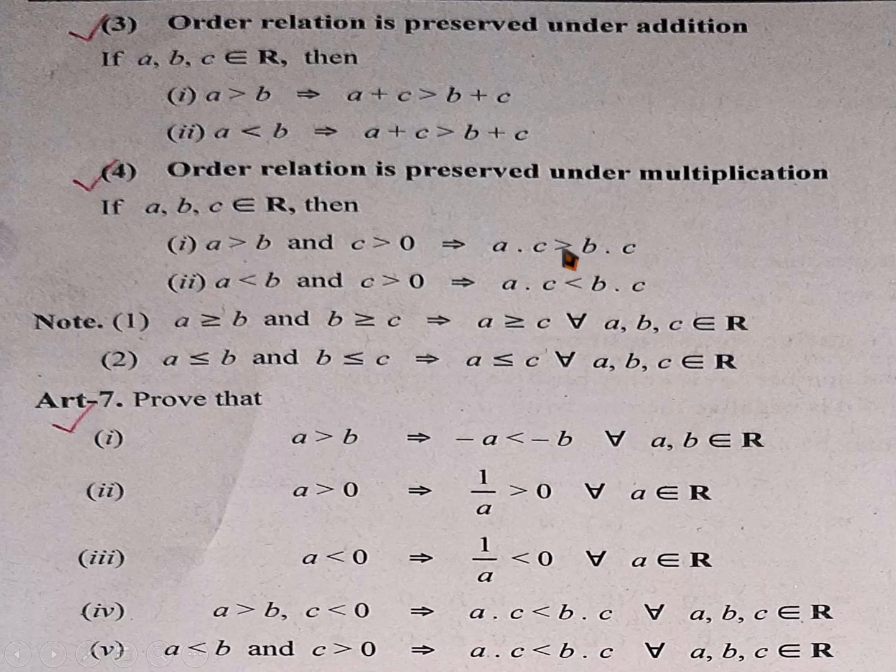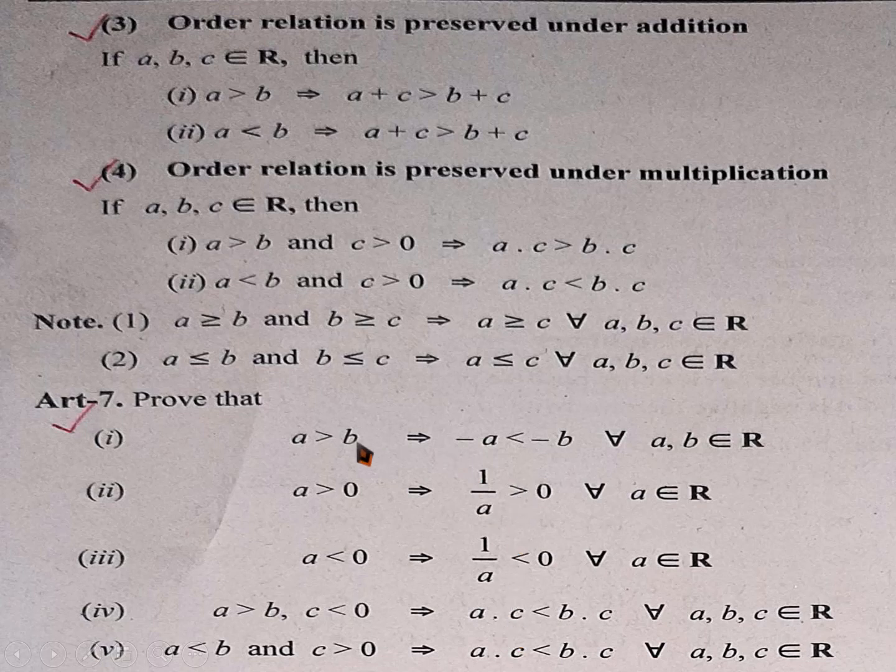Okay, greater than remains greater than when we multiply with a positive real number. So a less than b, multiplied with a positive real number, we get a into c less than b into c. Here is the result: a greater than or equal to b and b greater than or equal to c, then a is greater than or equal to c. Further, if a less than b, b less than or equal to c, then a is less than or equal to c.